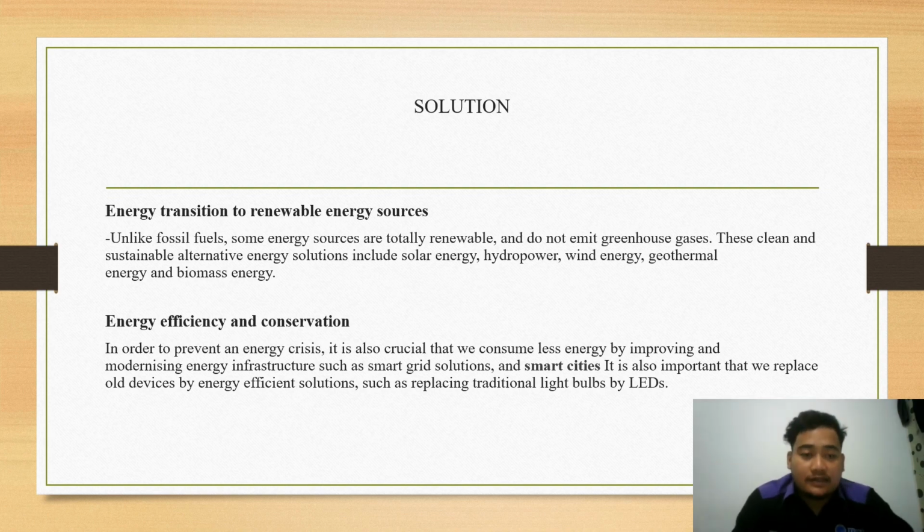Okay, and the second solution, which is energy efficiency and conservation. In order to prevent an energy crisis, it is also crucial that we consume less energy by improving and modernizing energy infrastructure such as smart grid solution and smart cities. It is also important that we replace all devices by energy efficient solution such as replacing traditional light bulbs by LED.